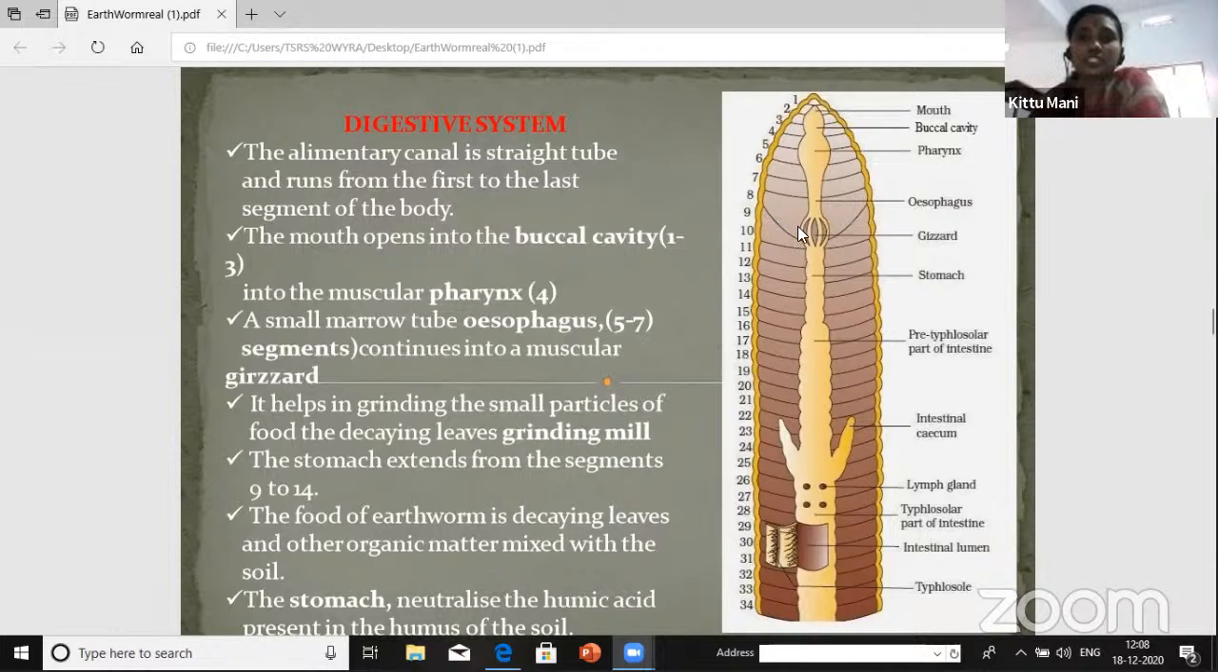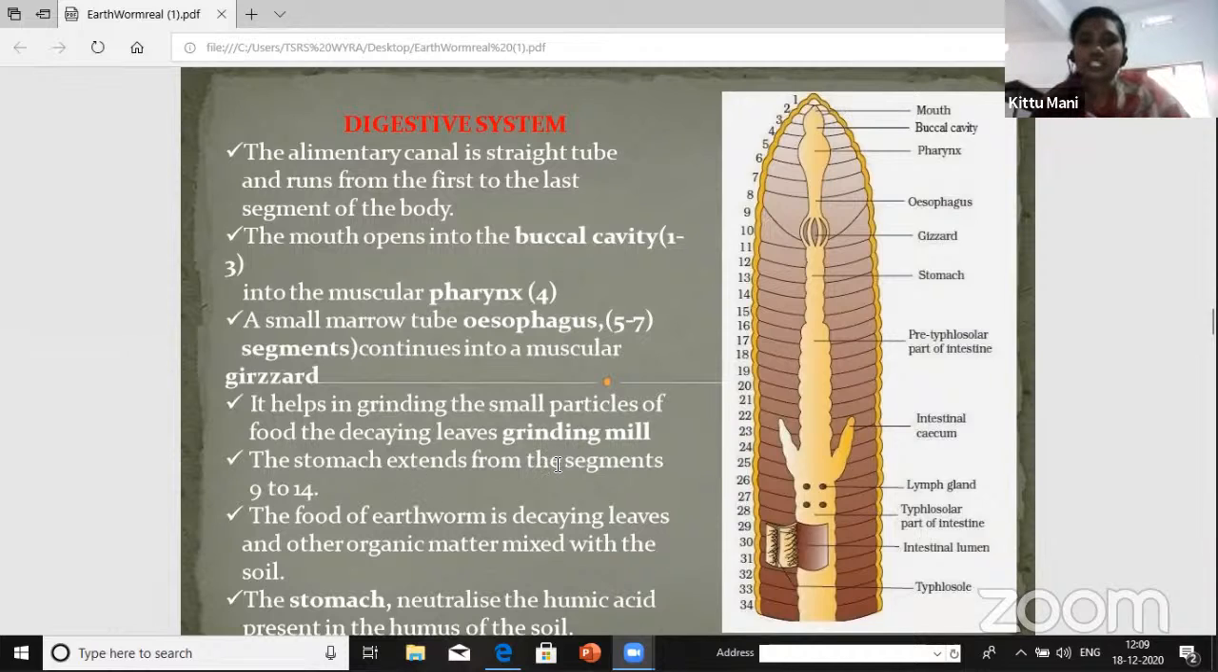What is the function of the gizzard? It helps in grinding the small particles of food. It grinds small particles like our stomach does, so it breaks up the small particles of food and decaying leaves. It acts like a grinding mill. Next, after the gizzard, we will observe the stomach.